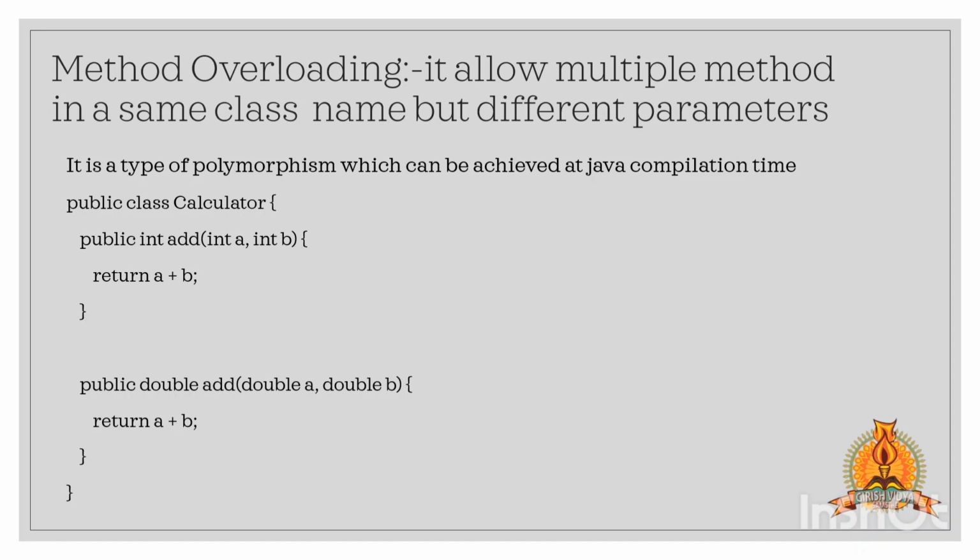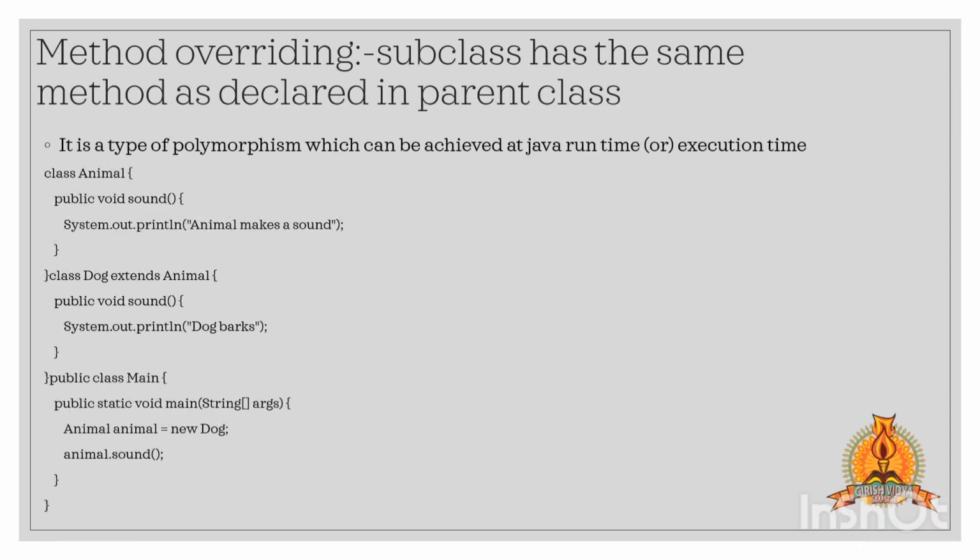In an example, I will explain in detail. The class name will be Calculator, and we are taking int and double as two different parameter types, that is int a, int b for one method and double a and double b for another method, but we have the same method name, that is add. Okay, right? So this is what method overloading means.